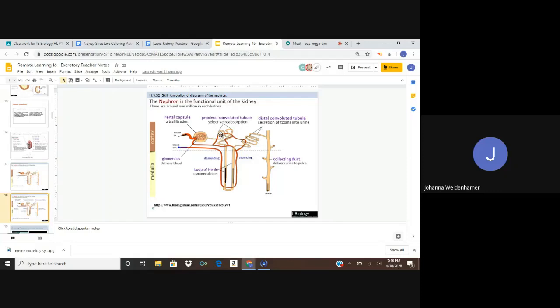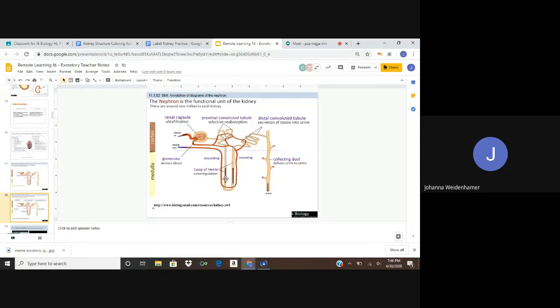As we move down, we have these nice tubes kind of all together here, and that is going to be our proximal convoluted tubule. This is where there's going to be selective reabsorption occurring in the tubes. So we're going to have water and solutes being selectively reabsorbed in this section. As we move down the tubule, we're going to go into the descending portion of the loop of Henle.